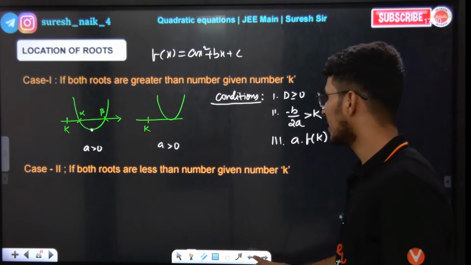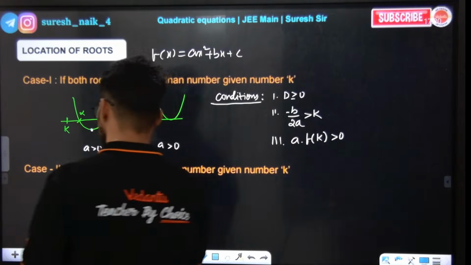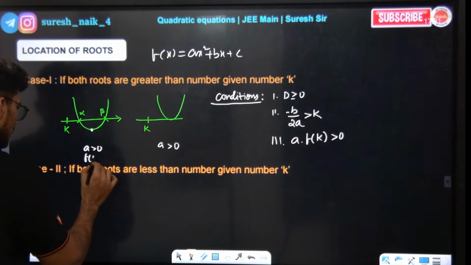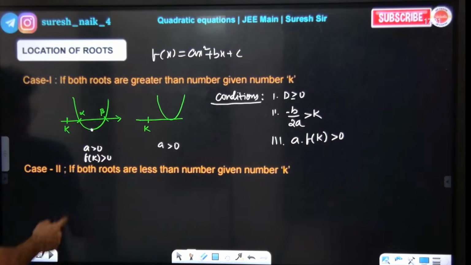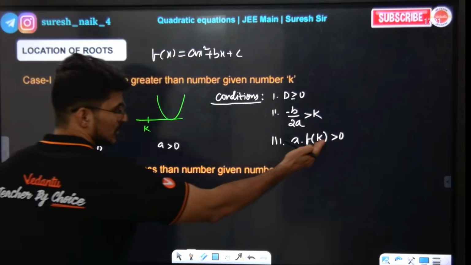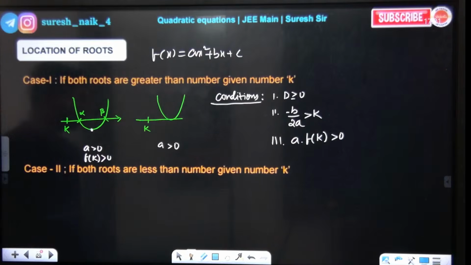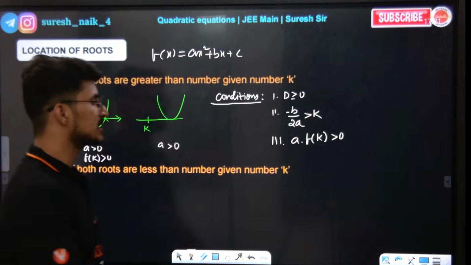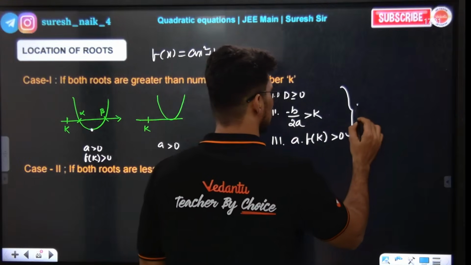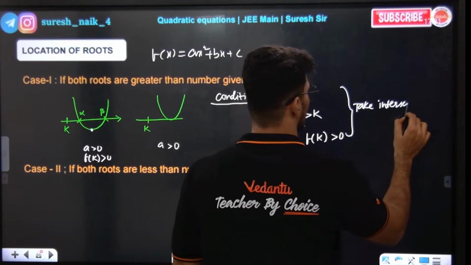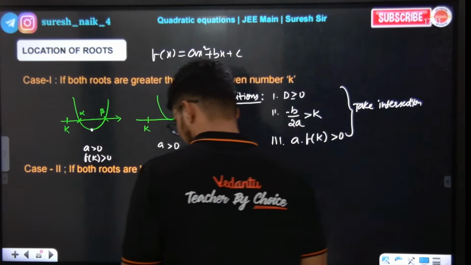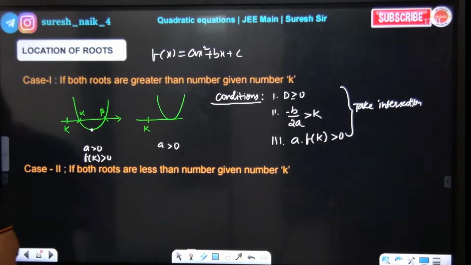So here f of k is positive, a is positive, so positive into positive is positive. That is the reason. Any doubts? These are the three conditions. Take the intersection of all of these. Are you getting the point or not? Tell me.